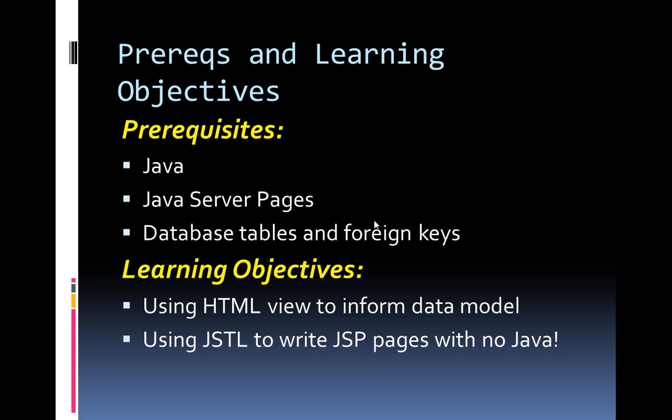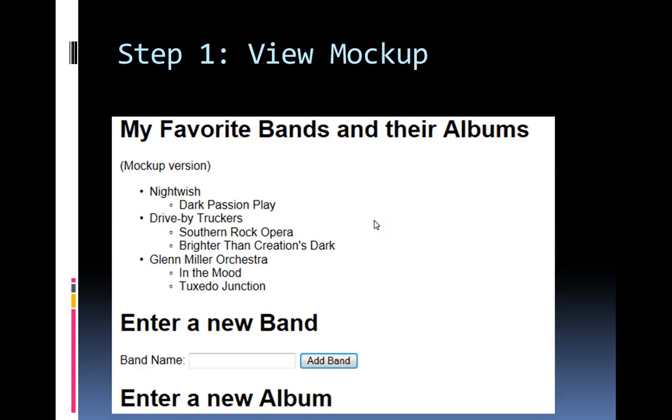So here's what we're going to try to attain during this talk. We're going to start with an HTML view. We're going to mock up a web page, and then we're going to use that web page to drive the design of our entire application. At the end, we're going to have this JSP page, which is going to display the information from our database, but without using any Java in the JSP code. So let's begin by mocking up the web view, what the page is going to look like.